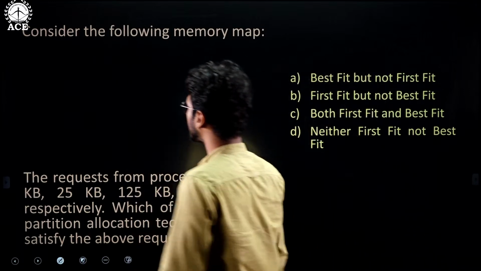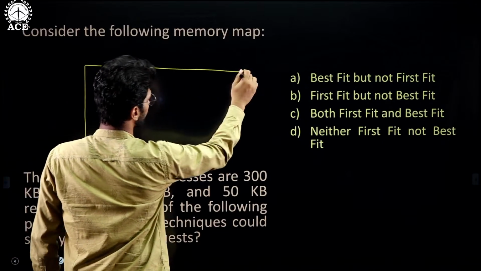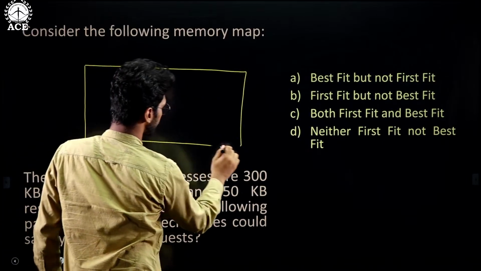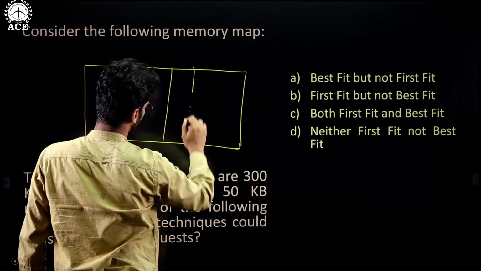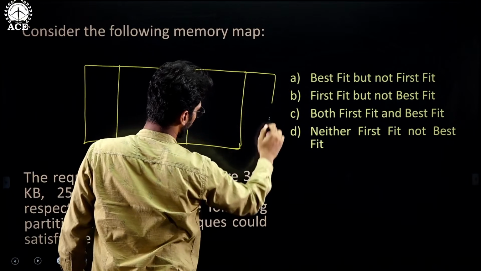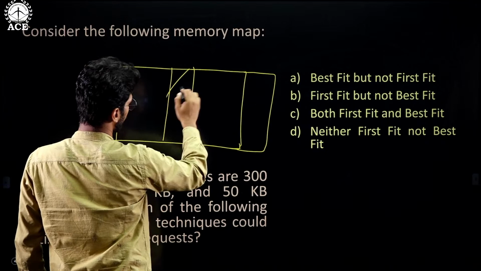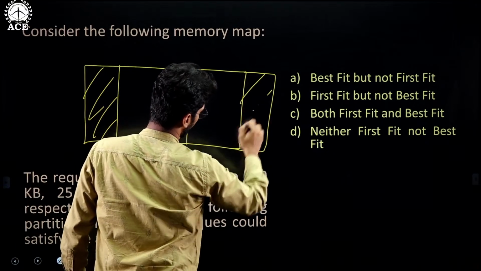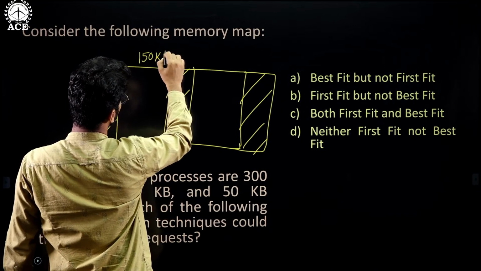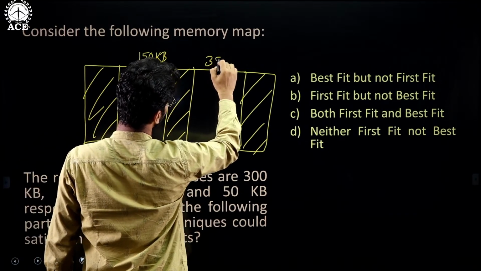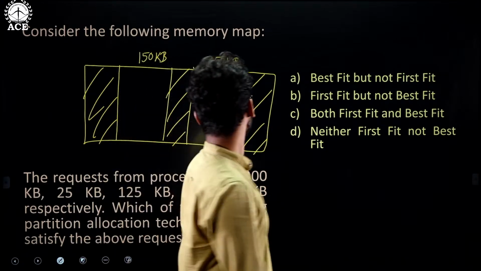Next one, consider the following memory map. Okay, so I have not drawn that diagram, I guess, deleted it. Have a look at this diagram. So this is 150 KB free space and this is 350 KB free space. And let's see what happens.